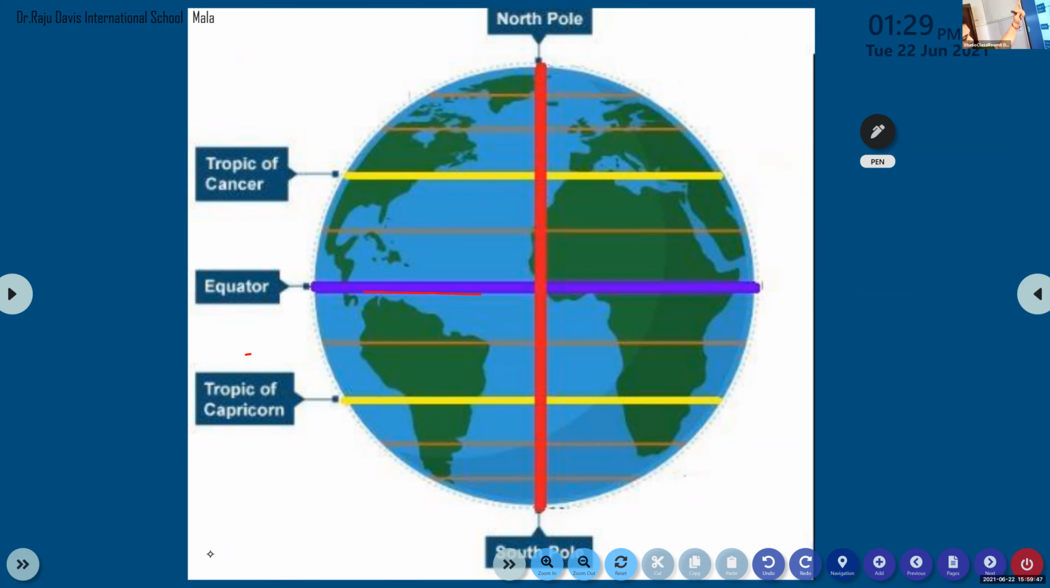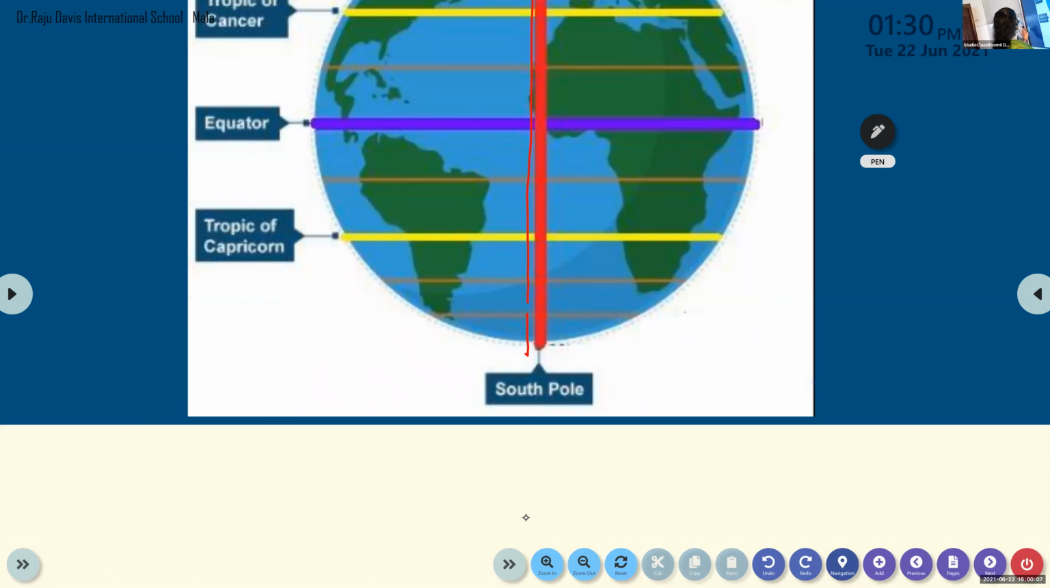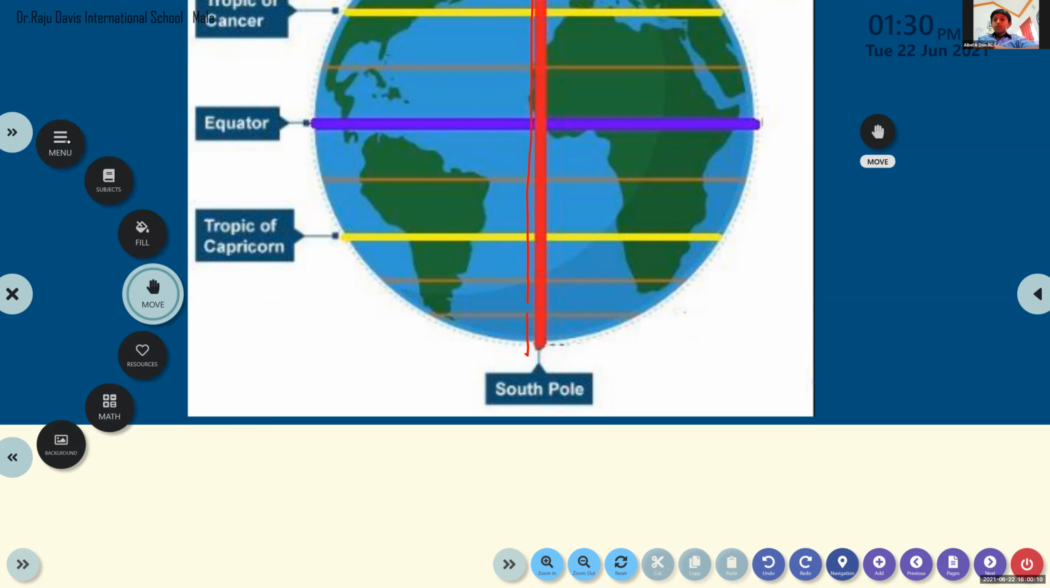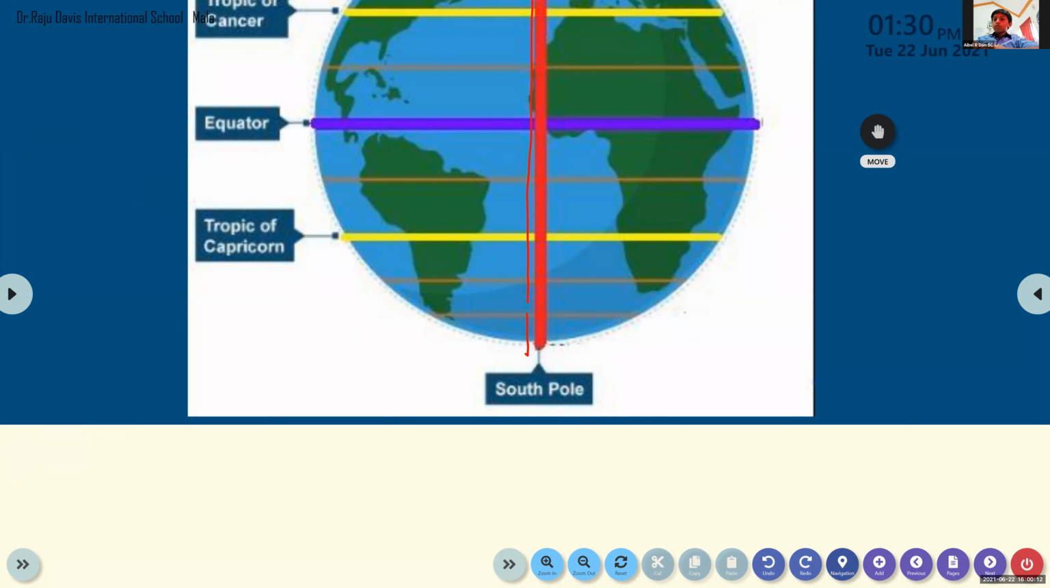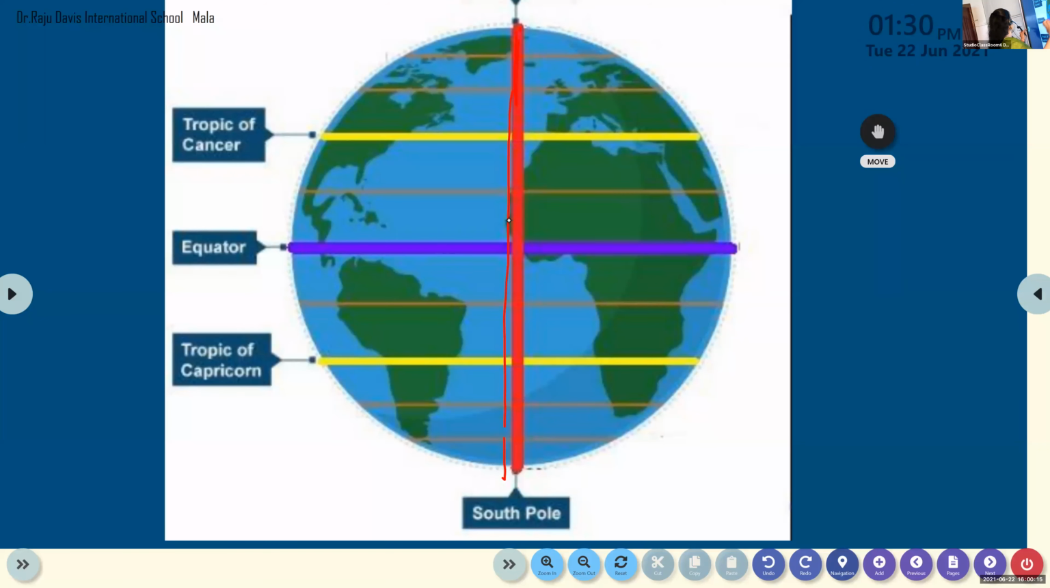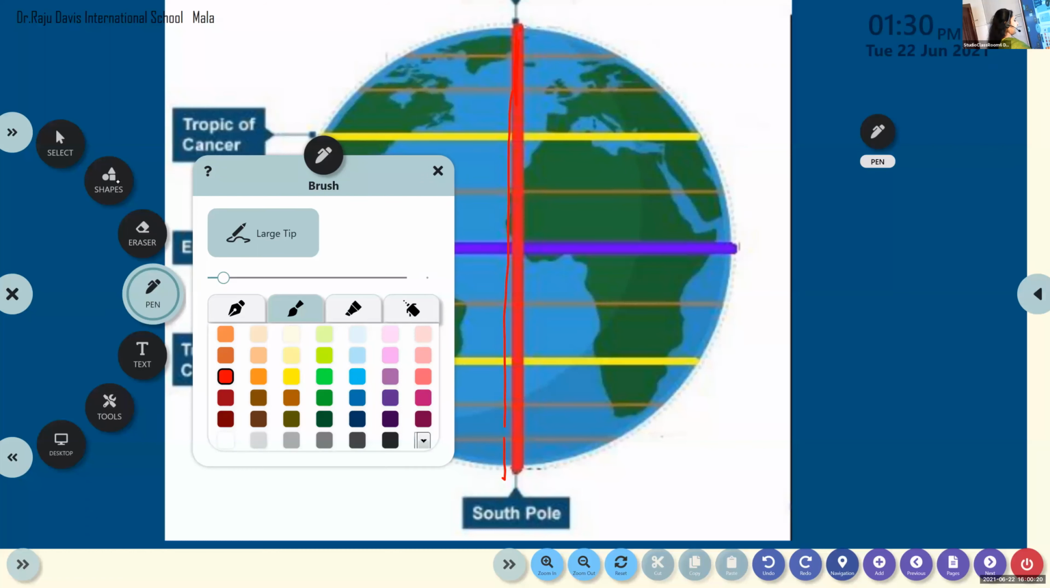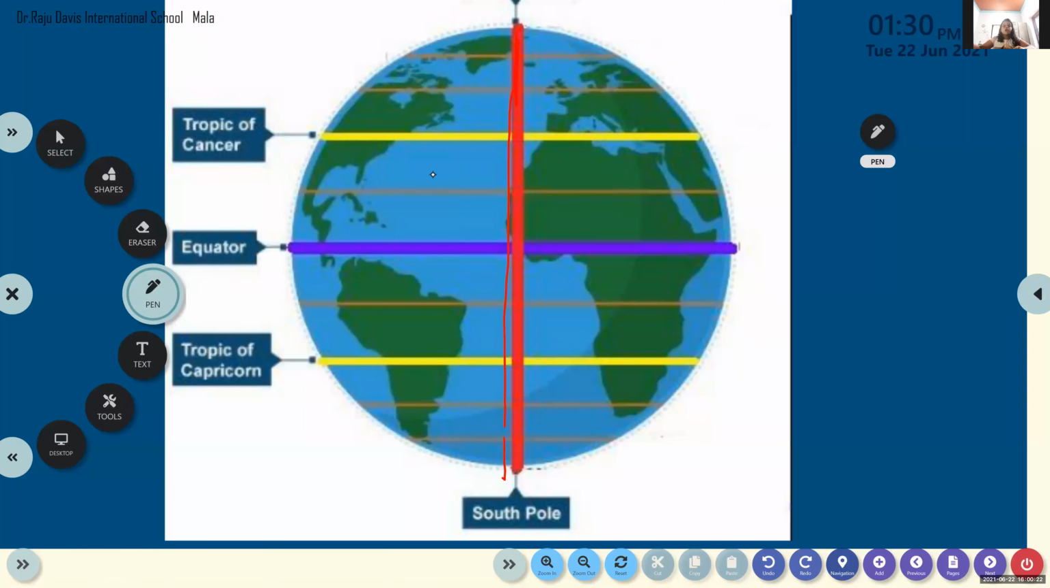Now, can you see one dark red line at the center of the globe? The imaginary vertical line from the north pole to the south pole. What is this? Prime meridian. What is this red line from the north pole to the south? Prime meridian. Imaginary vertical line. The prime meridian is the imaginary vertical line from the north pole to the south pole. Clear?